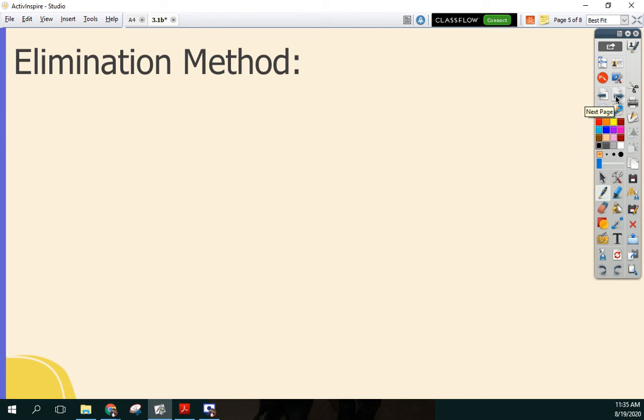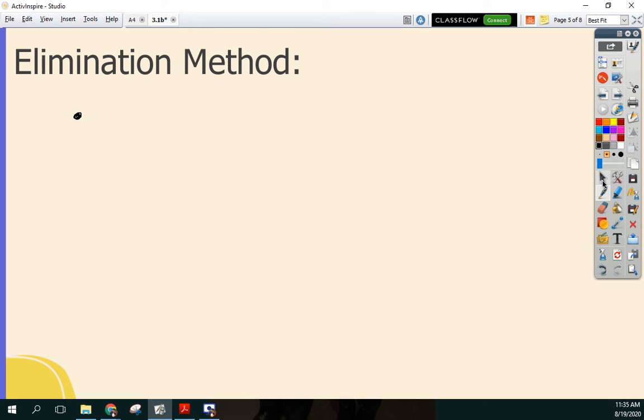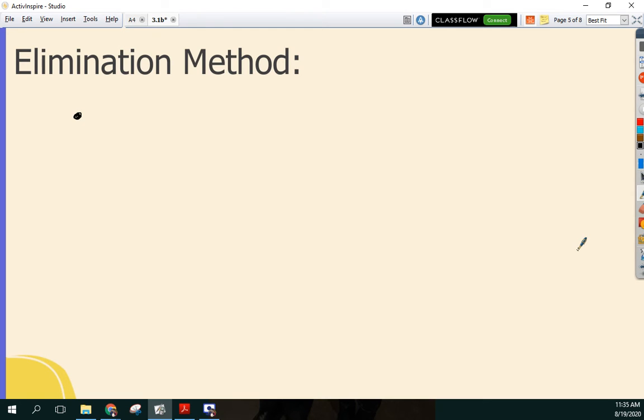All right, so next up we have our elimination method. So we're going to multiply one or more of our equations by a number to result in opposite coefficients for one variable. That sounds like a mouthful, but we'll look at what that actually means here in our next example. But let's still go through the steps.